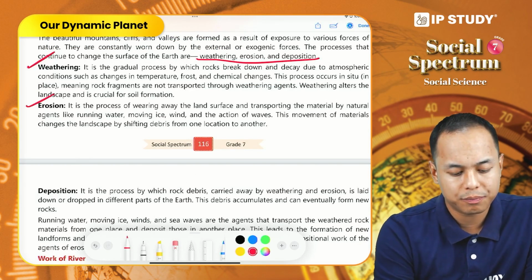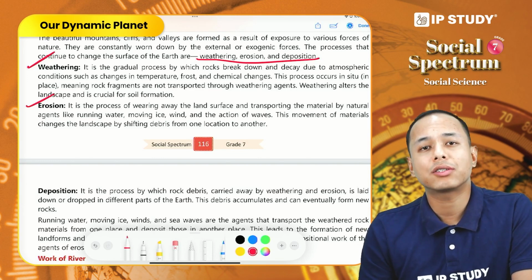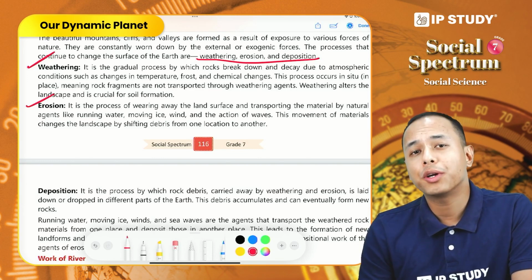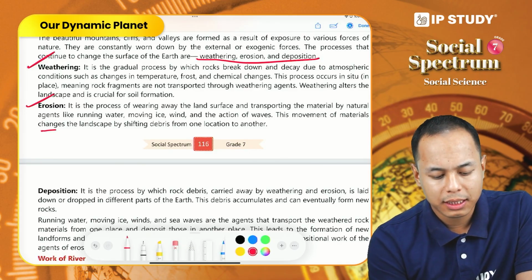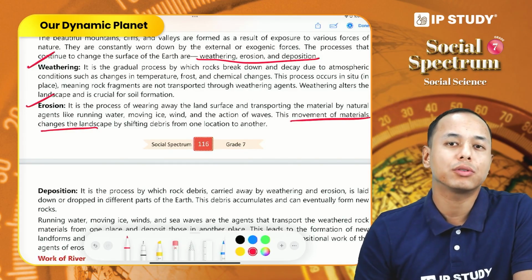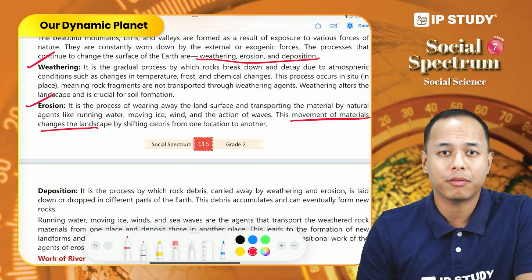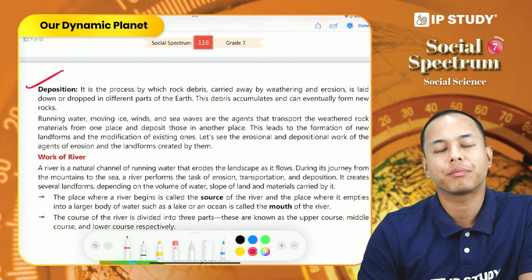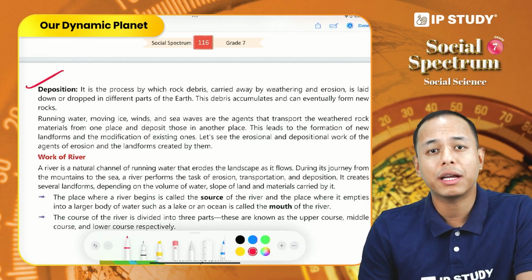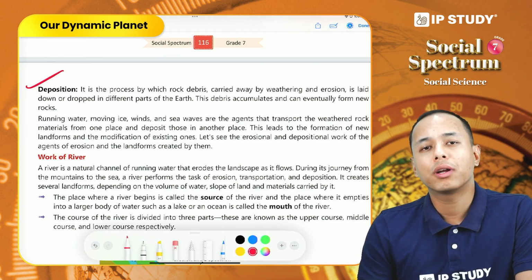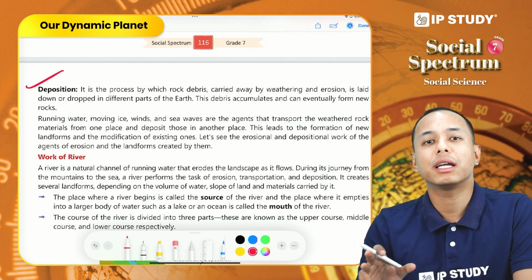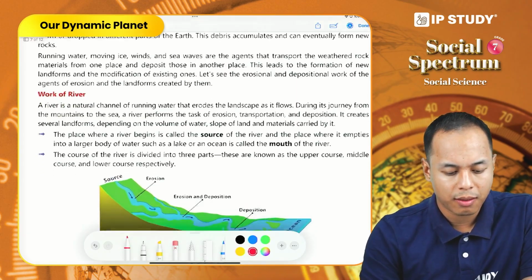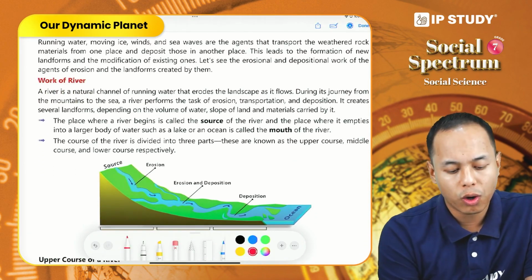Second comes erosion. Erosion refers to the wearing of the land surface and transportation of eroded material by different agents such as wind, rain, ice and others. This movement of material from one place to another results in change in the landscape of the region. Third one is deposition. In this process, the material eroded by different agents is dropped or deposited in another place. In this way, the landscape gets changed. Now let us see the work of river.